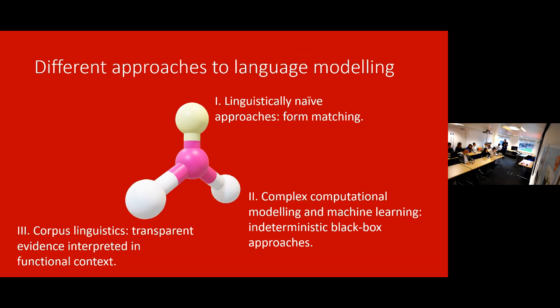So where does corpus linguistics come in, among these different competing models on the marketplace? Broadly speaking, I think there are three possible approaches to modeling language. The first, very simplistic, naive approach is form matching, dictionary matching, and that has been around for quite a while. The second one is these complex computational models and machine learning, these indeterministic black boxes that, however, are incredibly powerful and incredibly tempting. And I think they will become part of our everyday communication practices. And the third approach that I distinguish for the sake of the argument is corpus linguistics. And I would like to show how these differ essentially and the merits of each of those individual approaches.